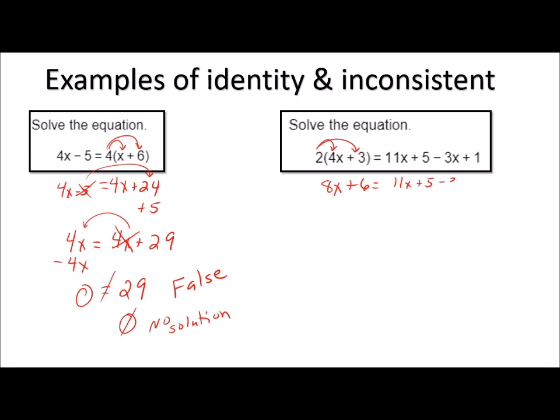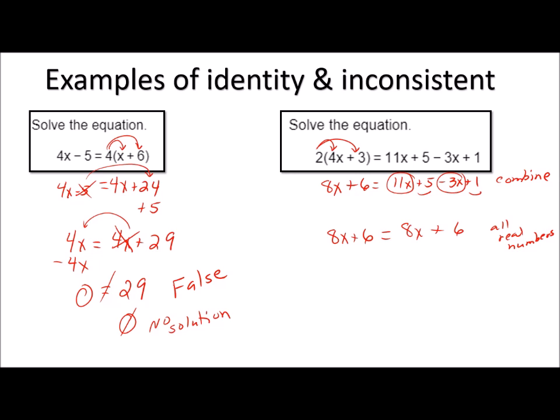On this second example, if I use a distributive property to eliminate those parentheses, I bring down the other terms, and then I combine my like terms that are on the same side to make it a little easier. 11 minus 3 would give me 8x. Positive 5 and positive 1 would be positive 6. Now if you notice, 8x plus 6 is on both sides of the equation. Right there, you could stop and say that the answer would be all real numbers. This is called an identity, as I said before. That's because the terms are identical.